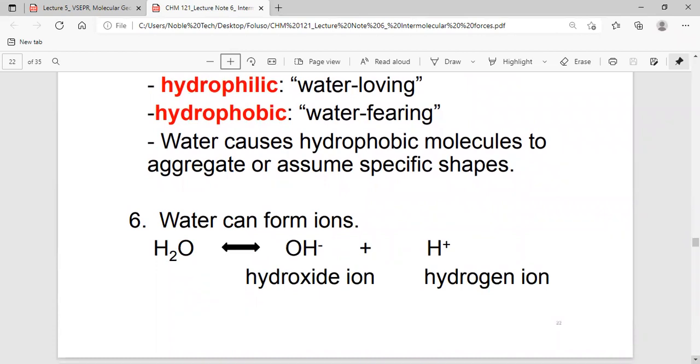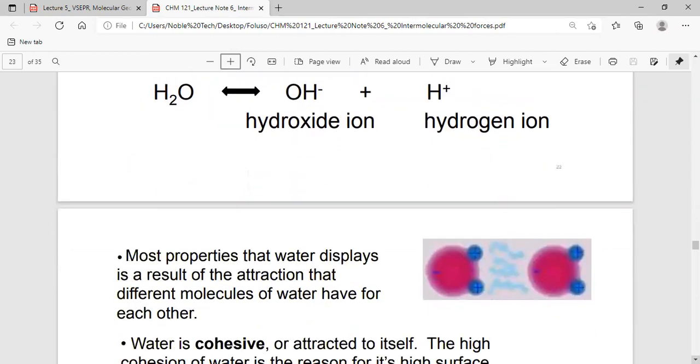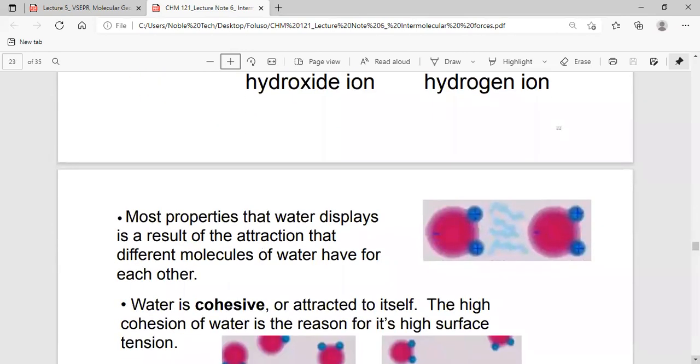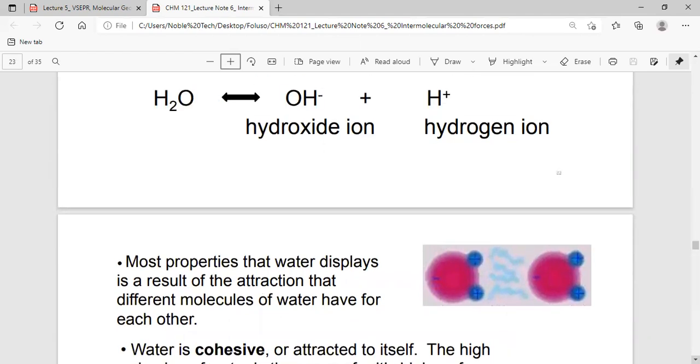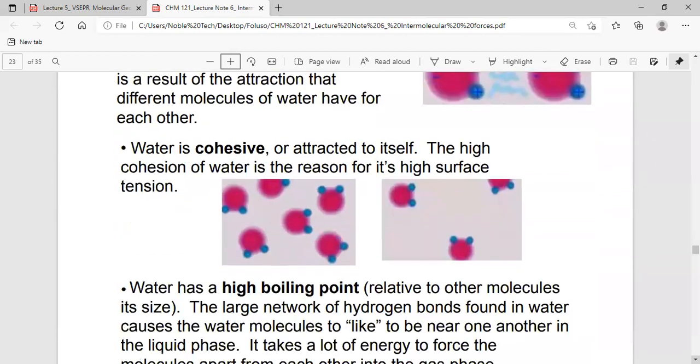Then another thing with water is that, despite the fact that we specify this molecule, it can dissociate into ions. You have hydroxyl ion and hydrogen ion. It can also be amphiprotic, meaning you can have two water molecules giving you hydronium ion and hydroxyl ion, in which water is acting as an acid or a base to each other. That example is not on the slide, but it's also amphiprotic.